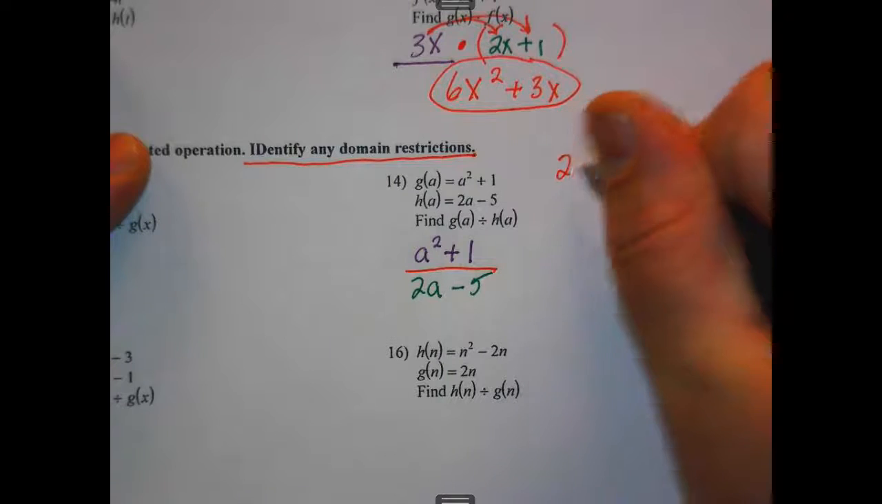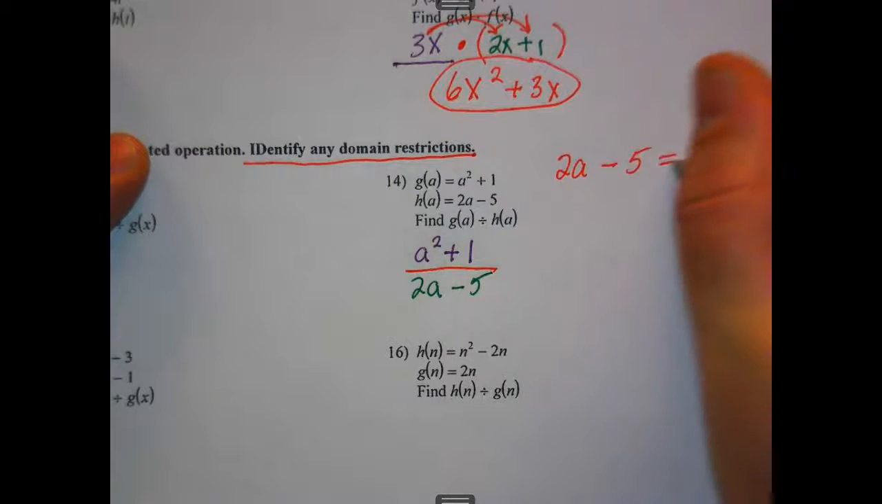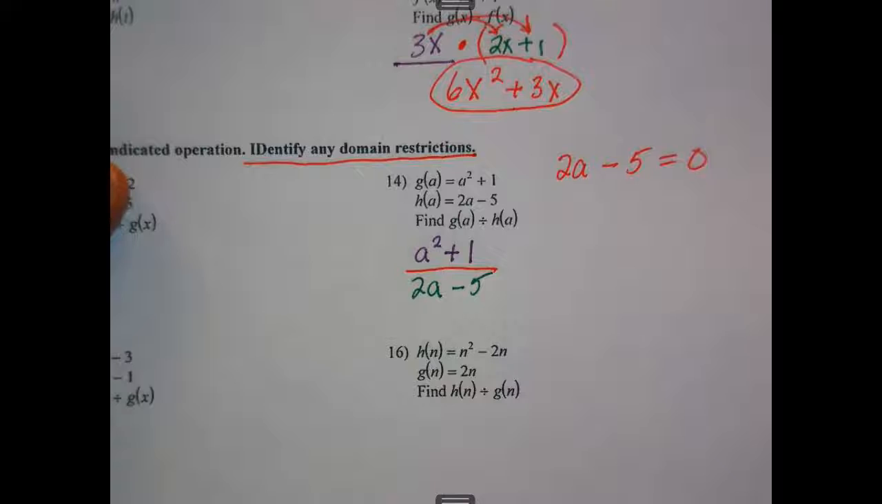Yeah, my 2a minus 5 cannot equal 0. So we have to figure out what a is.